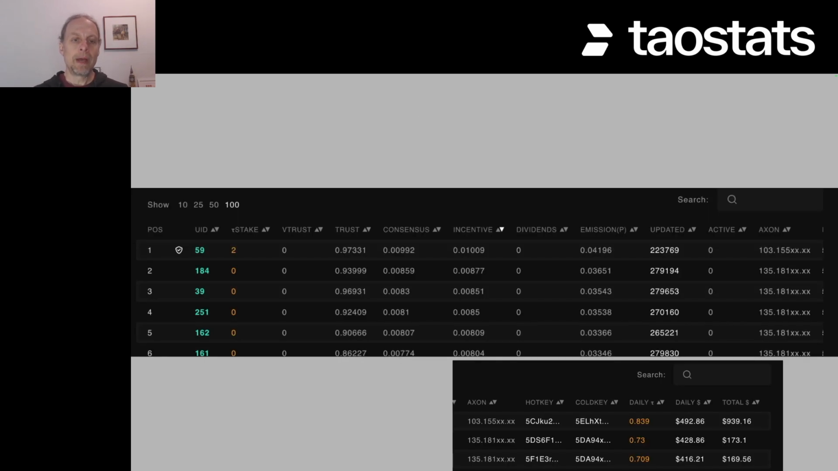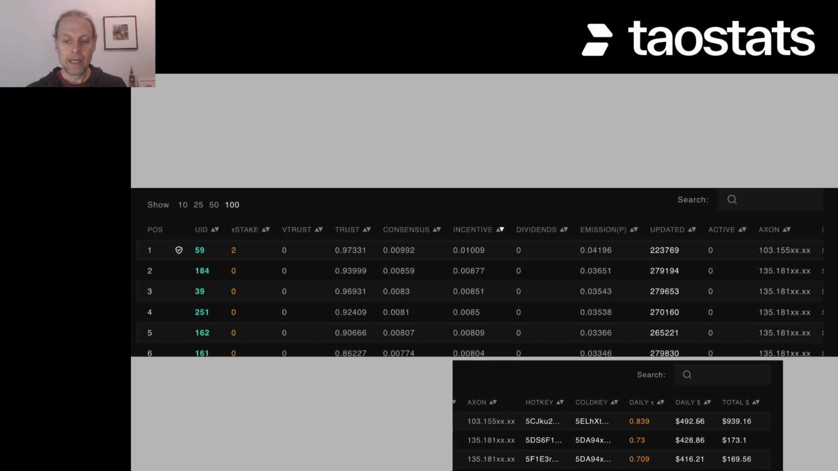So here's how you would see that in TauStats. Here's your incentive. Here's your emission with the P. Now, a lot of times I am asked questions about the daily reward in tau, the daily tau. And really, that's the emission P. There are 20 epochs in a day. So if you take this 0.04196 and multiply it times 20, you're going to get this 0.839, with some rounding error because there are more decimal places here than we show on the chart.